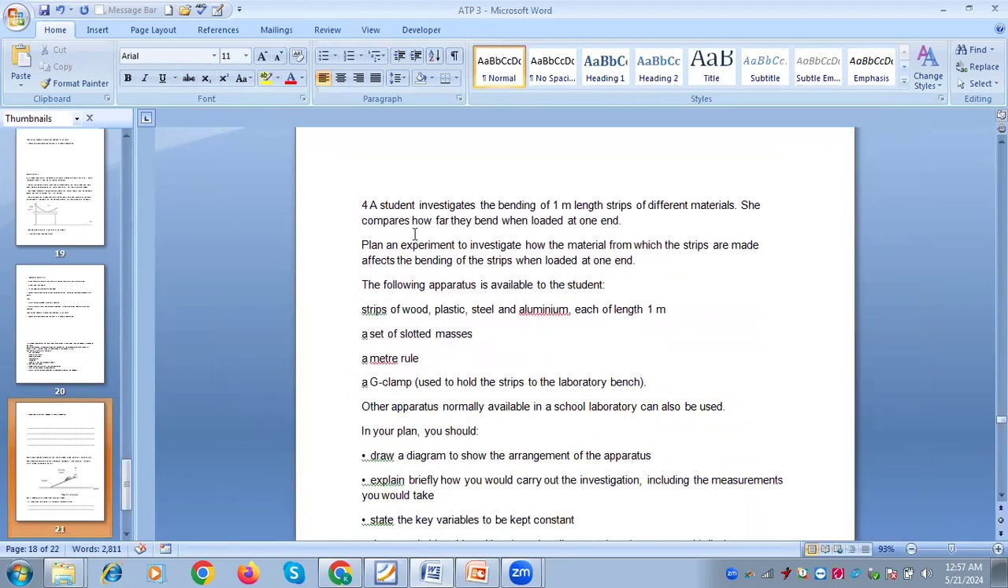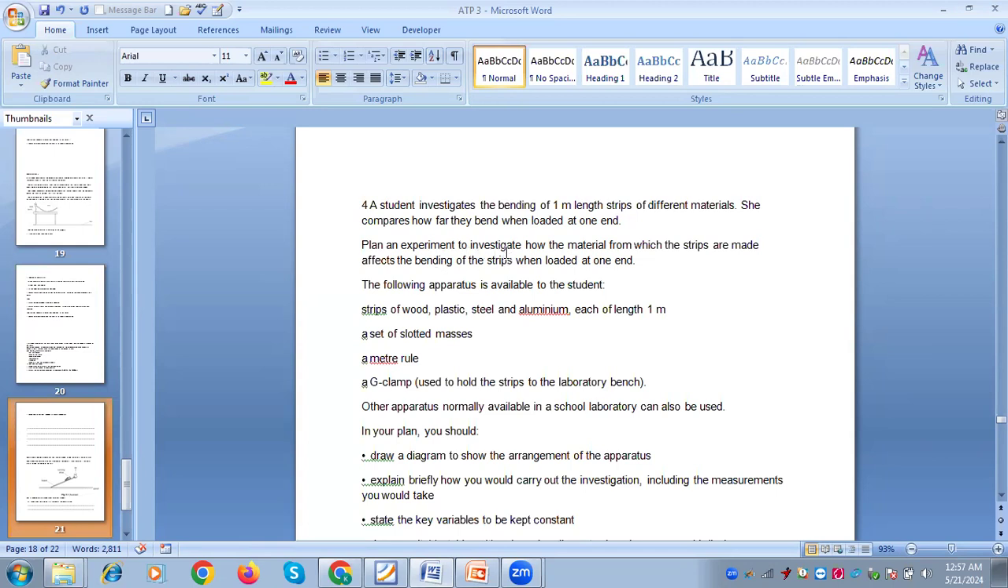A student investigates the bending of 1 meter length strips of different materials. She compares how far they bend when loaded at one end. It means you have to keep one end of the strip fixed, and the other end will be free where you will be hanging masses. Here no diagram is given. It means you have to draw the diagram yourself. You have to think how you will arrange the apparatus.